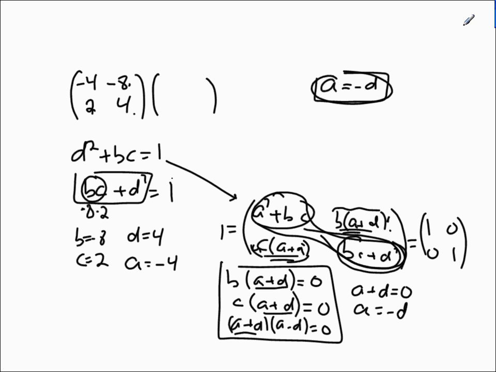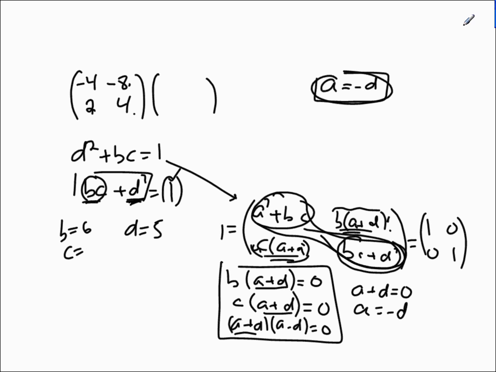Oh, no. I want to get 1, excuse me. I don't want to get 0, I want to get 1. Which I think makes life a little bit easier, because I see the answer right away. If I let D equal 5, then that will be 25. Now, I want BC to be negative 24, because negative 24 plus 25 is 1. So B will be 6, and C will be negative 4, and A, according to what's up here, and D differ by signs. Now I'm happier.